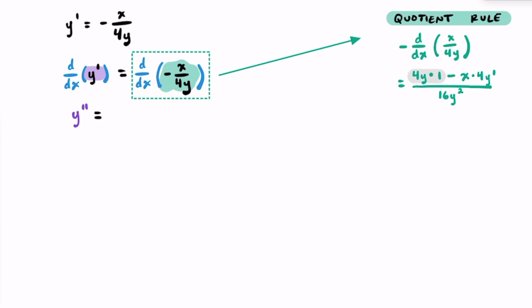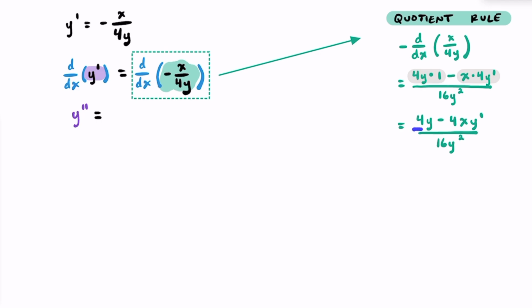All right, let's clean this up a little bit. So we have this 4y times 1. We can just say that's going to be 4y, right? And then let's see what else we have here. After that, we have this x multiplied by 4y prime. So I'm just going to say that's going to be minus 4xy prime. And this is all going to be on top of 16y to the second power. So nothing to do there.